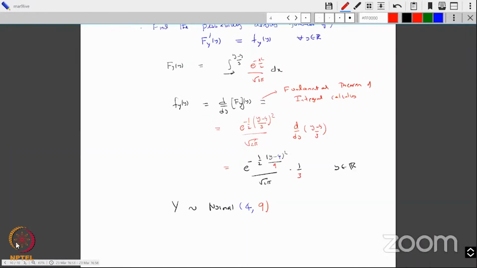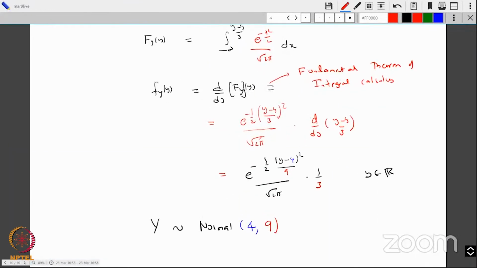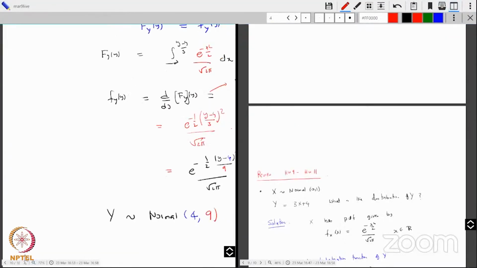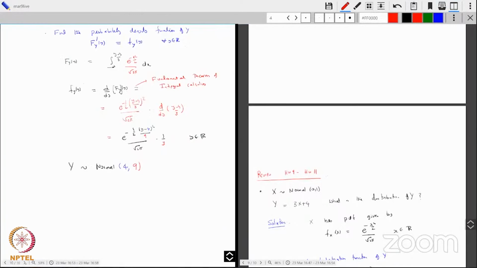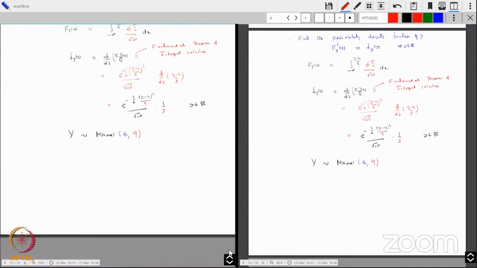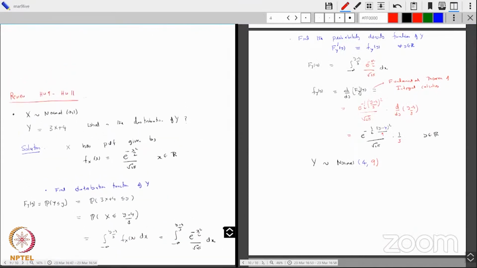So it's a very standard calculation. Suppose y is 3x plus 4, and you want to find the distribution of y. You find the distribution function of y. You get an expression. Don't do anything more to it. Leave it like this. But if you differentiate it, you'll immediately use the fundamental theorem of calculus to get this expression right here. But from this, you observe that y is normal 4, 9.